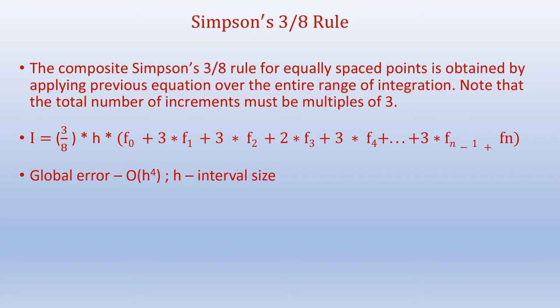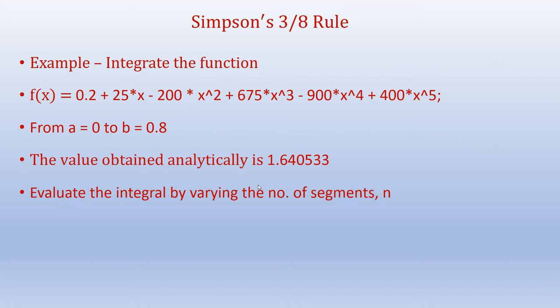So we have I equals 3/8 times h times f0 plus 3f1 plus 3 times f2 plus 2 times f3 plus 3 times f4 and so on, plus 3 times fn minus 1 plus fn, which is the general equation or the general formula for the Simpsons 3/8 rule that has n segments. The global error is of the order of h power 4, where h is the interval size.